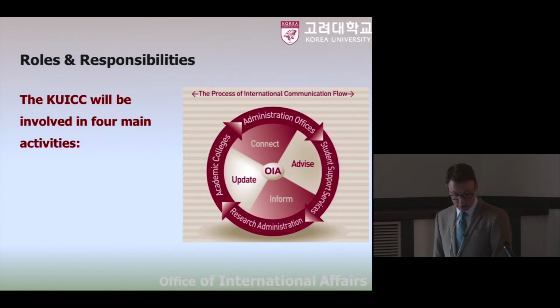This slide and the graphic here on the side show the interplay between how the Office of International Affairs and the other areas of the university will unfold, especially related to the 4 main responsibilities and roles that we identified for the network. You can see the administrative offices, student support services, and research administration with OIA in the middle, and at any one given time they could be connecting, advising, informing, or updating.